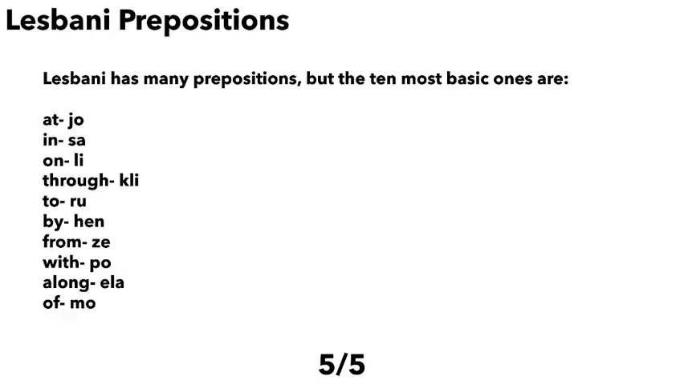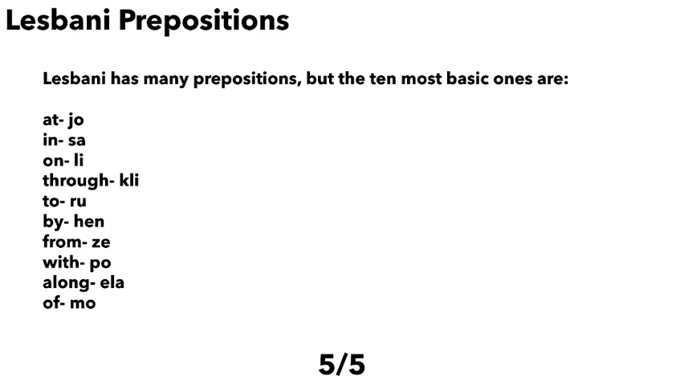And the prepositions. I'm just going to run through these real quick. You can always come back and look at these. There are a few more, but the 10 most basic ones that you need to know are yo, sa, li, kli, ru, hen, ze, po, ela, and mo. So yo is at, as in I am at a place. Sa is in, as in I am in a place. Li is on, as in I am on a place.